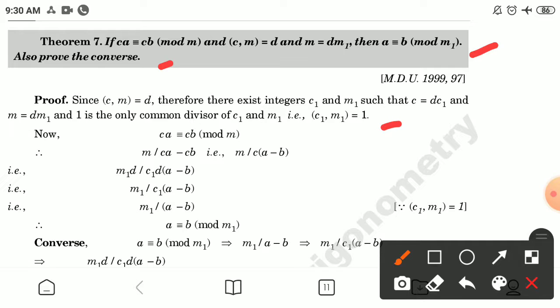Now ca is congruent to cb mod m, therefore m divides ca minus cb, that is m divides c into a minus b. Putting the values for m and c, m1 d divides c1 d into a minus b, that is m1 divides c1 into a minus b, that is m1 divides a minus b, therefore a is congruent to b mod m1.